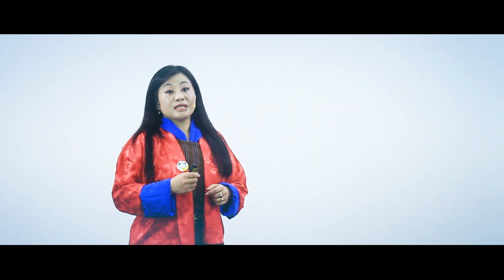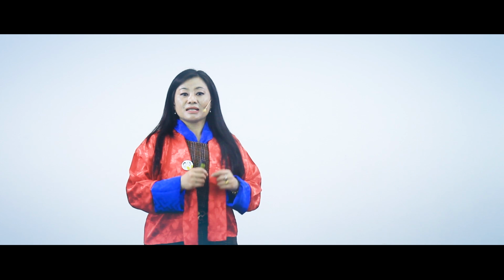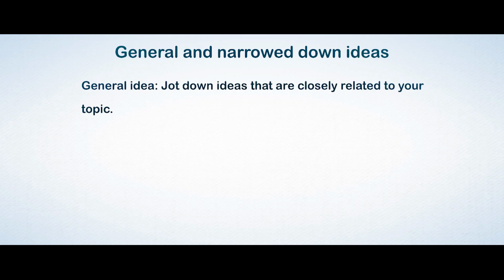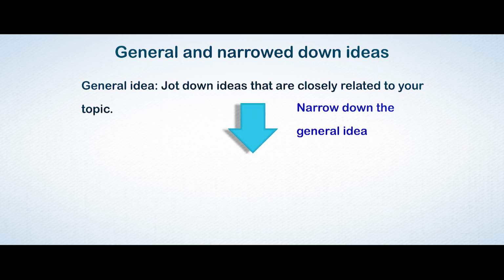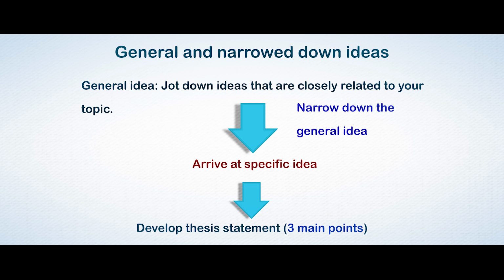After having written down your opening sentence, it's time for you to jot down your general idea. And once you jot down your general idea, you need to narrow it down. The general idea should be narrowed down. It should help you to arrive at the specific idea. Once you have arrived at the specific idea, you're all ready to write or develop your thesis statement with three main points. So this is how introductory paragraphs are developed.